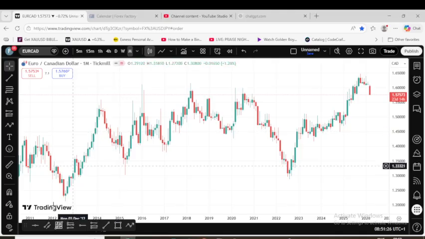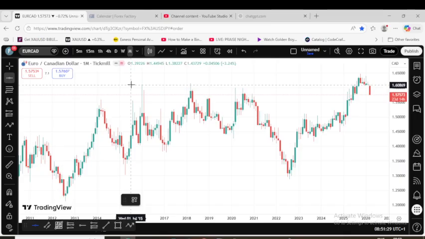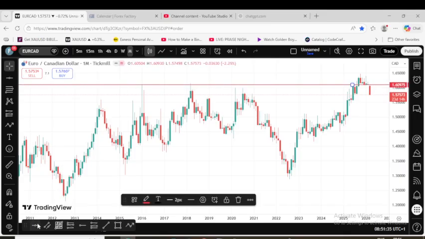Hello everyone, and today we're going to be doing a bottom analysis on Euro Canadian dollar. And as usual, we'll start by identifying our zones.